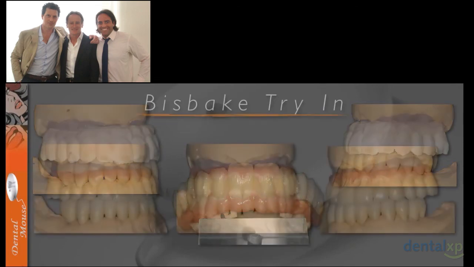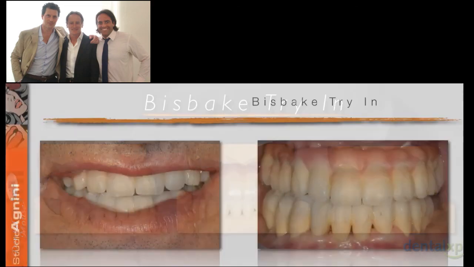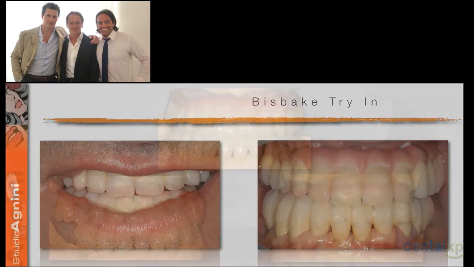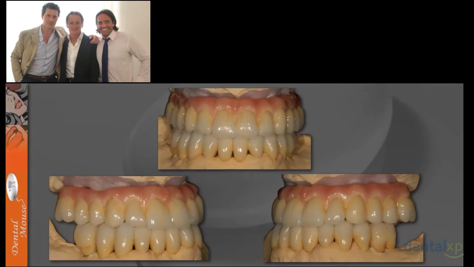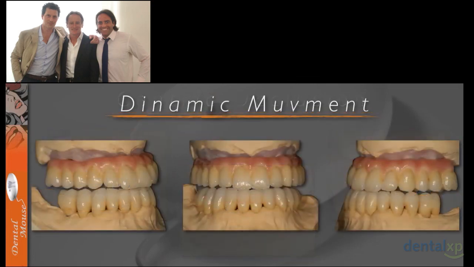You see here the details. We are going to try them in the mouth. We are going to see if everything is working aesthetically, functionally, and occlusally. We are going to give the work back to Luca, who is going to finalize the case. He is going to evaluate the occlusion again to see if everything is correct, and he is going to give us the work. Here is a detail of the centric occlusion from behind, and particularly of the dynamic movement of the final restoration on the model.